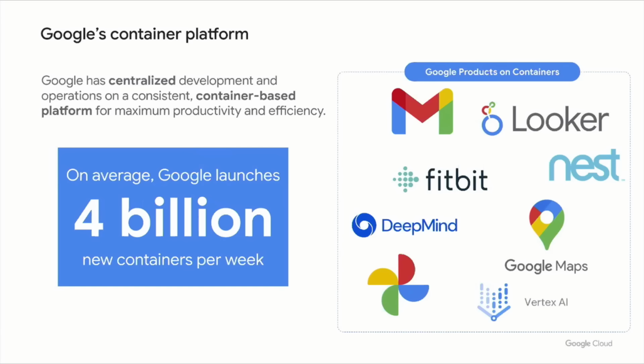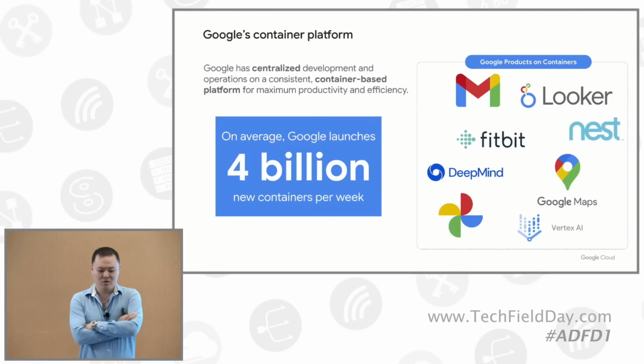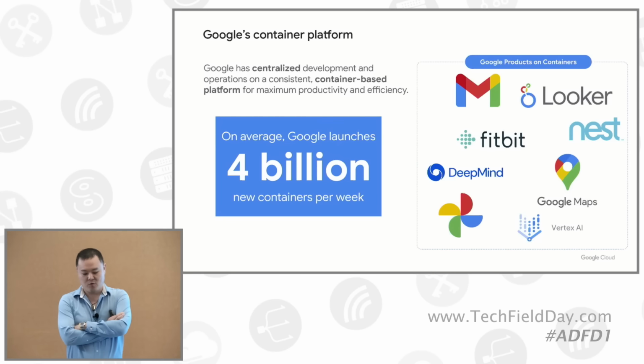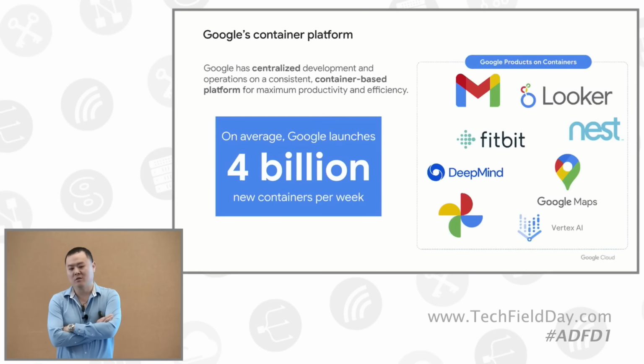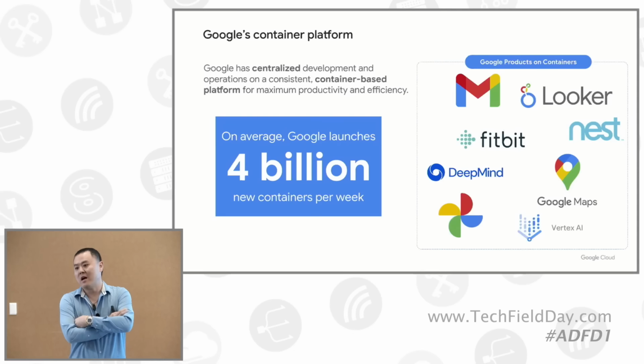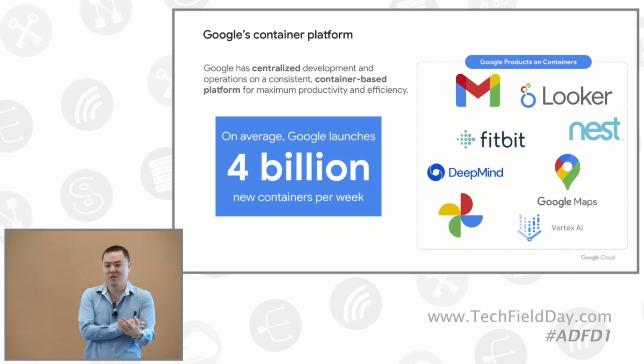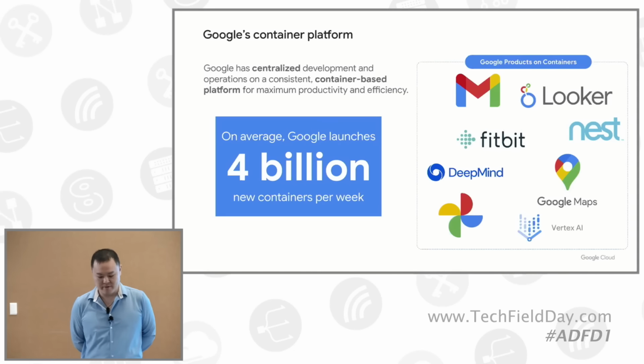I want to talk a little bit more about our container platform. As you all know, containers are really the lingua franca now of cloud, right? It's what everyone uses, and you may already know this, but Kubernetes was an open source project from Google. Kubernetes has definitely become that 800-pound gorilla in the room in terms of container orchestration. Google has centralized development and operations on a consistent container-based platform. On average, we launch something like 4 billion new containers per week. Not only are third-party customers on Google Cloud using containers, but almost all of our Alphabet native apps are as well. So again, we'll get back to that. If it works for Gmail, if it works for search, it'll probably work for you and me, right?